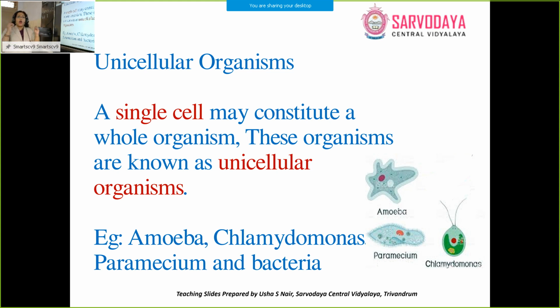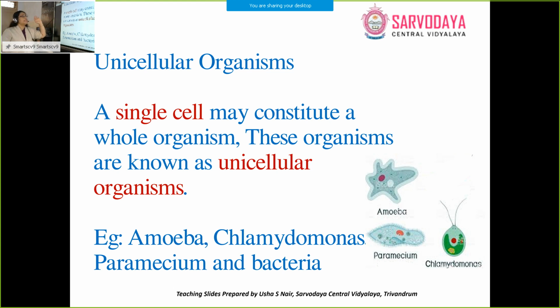Unicellular organisms are what? Organisms that are made up of a single cell. Our famous, our dear one, the amoeba, the paramecium, the chlamydomonas. These are not new to you. Our dear amoeba, what is the main characteristic in that? Pseudopodia, the false feet. For what do you use that? To capture the food. So unicellular organisms are organisms made of a single cell.